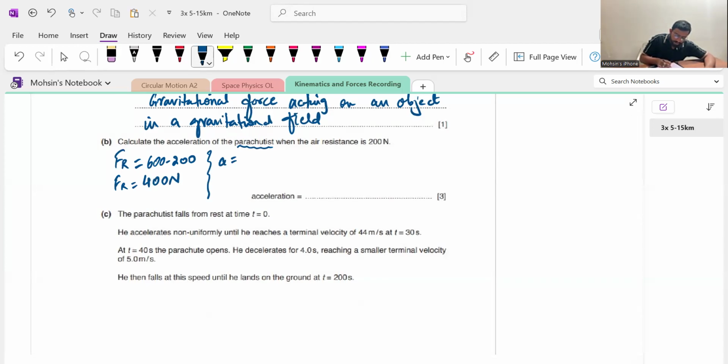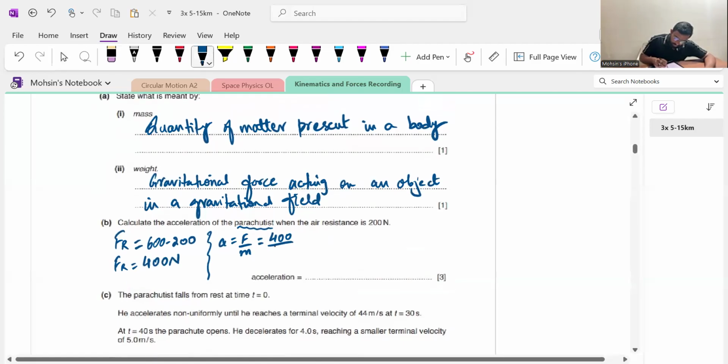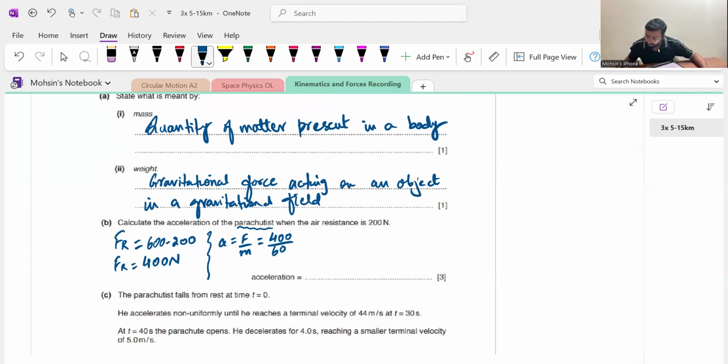Then acceleration is force per unit mass, the basic formula from Newton's second law. 400, and the mass, given in the question, is 60 kilogram. So 400 over 60 is equal to 6.6667, that is 6.67. In two significant figures, it will be 6.7 meter per second square. Don't forget to write the unit.